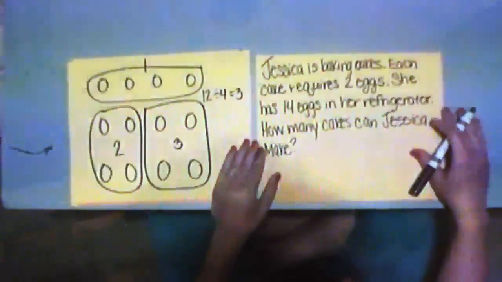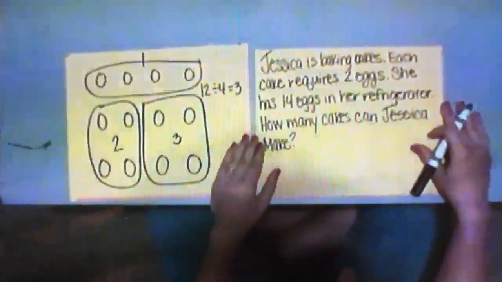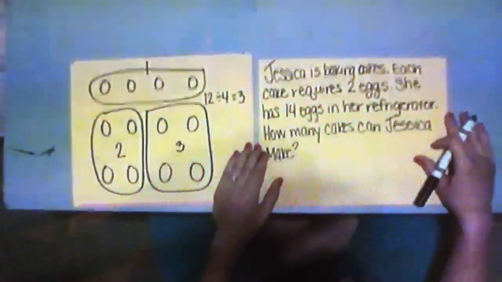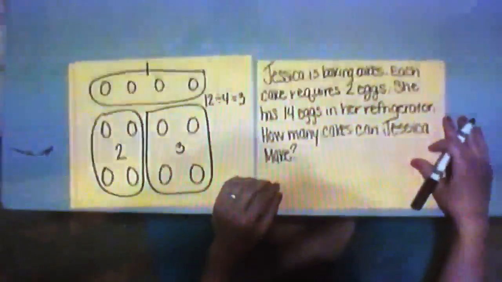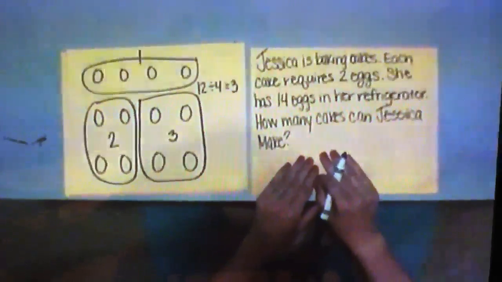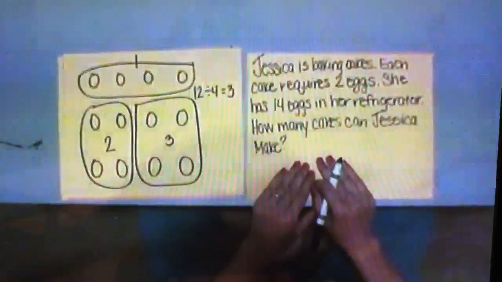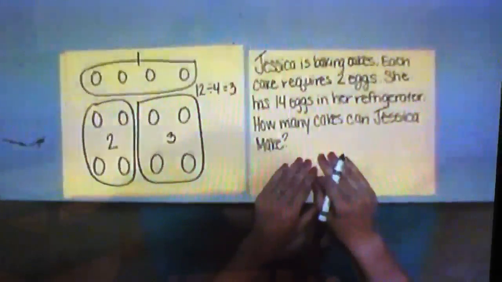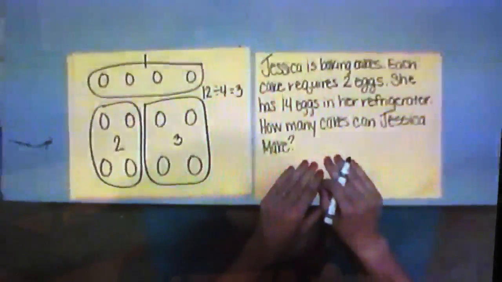Jessica is baking cakes. Each cake requires 2 eggs. She has 14 eggs in her refrigerator. How many cakes can Jessica make? Now this problem doesn't have any of those key words that I mentioned earlier, but we know it's a division problem because of the things that we are told.